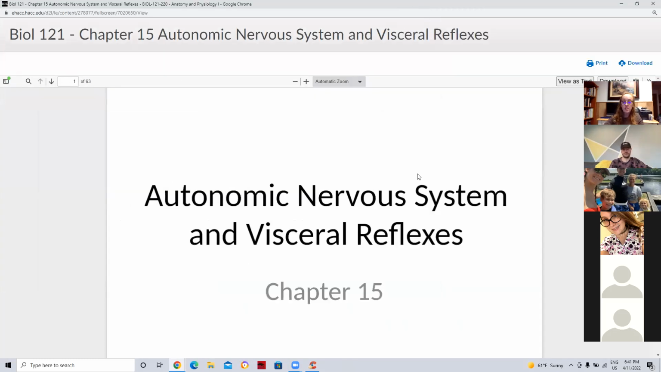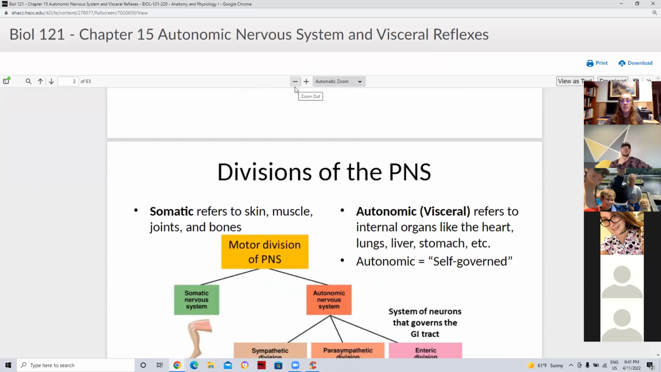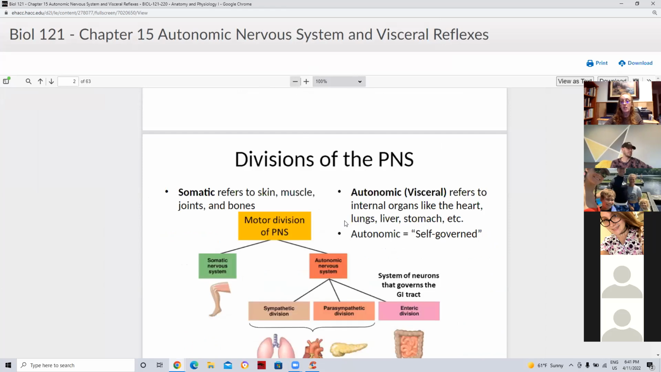So autonomic nervous system and visceral reflexes. Two major divisions of the peripheral nervous system. The somatic nervous system, which is generally your voluntary skin, muscle, joints, and bones. If you think about this, this isn't completely always voluntary. If you think about the motor spinal cord reflexes that we talked about, they're not voluntary.